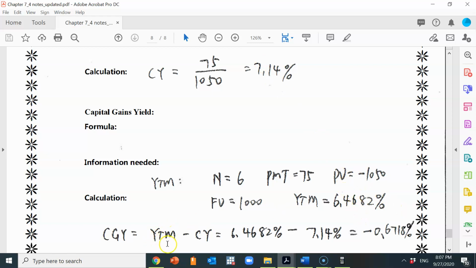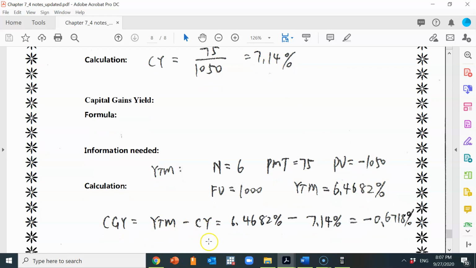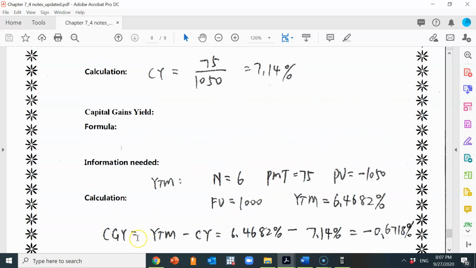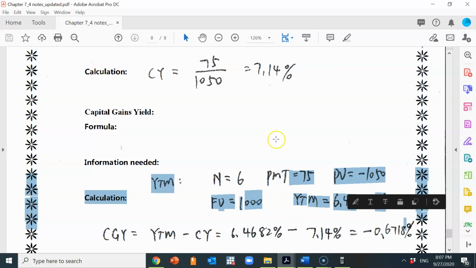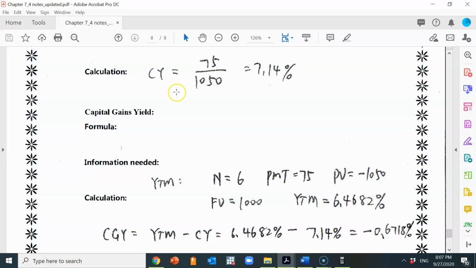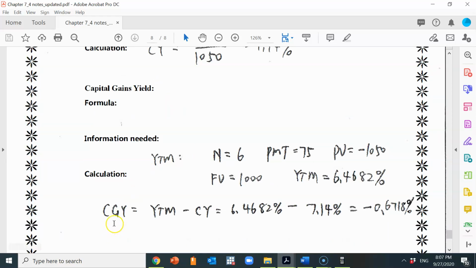We take the difference of the two. We need to use yield to maturity minus current yield. We actually have a negative number, negative 0.6718%. We have a negative capital gains yield here, meaning our bond price will decrease after a year. You are still making money by purchasing the bond because you have this current yield from the coupon you earn. So we have a positive yield to maturity and positive current yield. However, the bond price is decreasing and the capital gains yield is negative here.